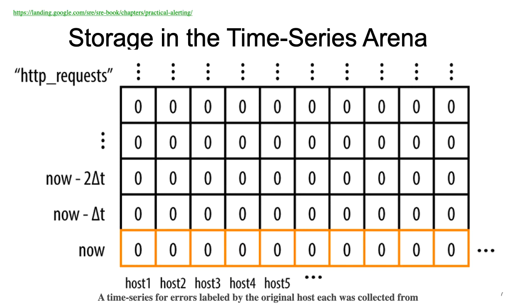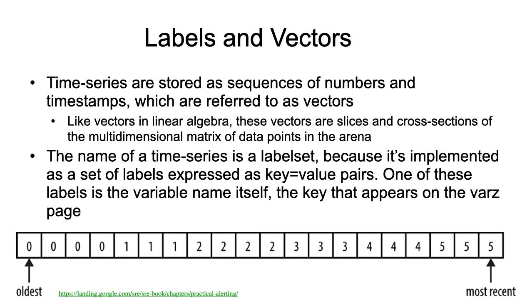You see here an example with various hosts on the x-axis, which means the columns. The rows represent different times: now, now minus delta, now minus 2 delta, and then they are storing the values. This is how they typically store a time series for error counts labeled by the original host. Each was collected with labels and vectors. They have the concept of vectors because the data is ultimately stored in a label set, which is called a vector. The key value pairs are stored.